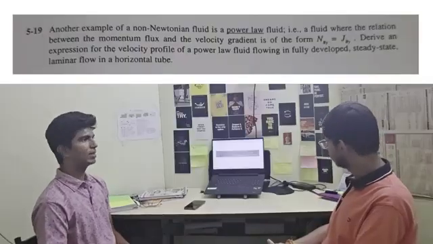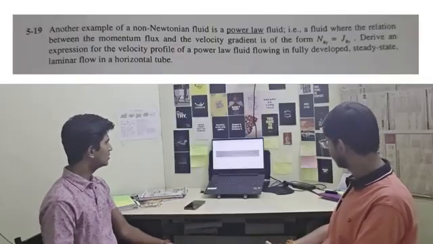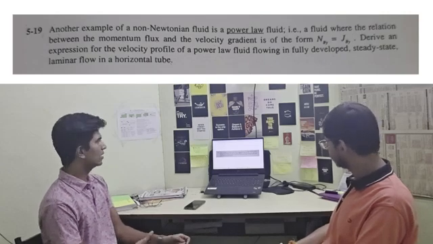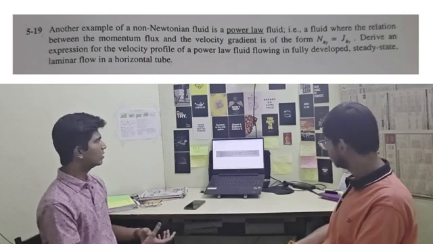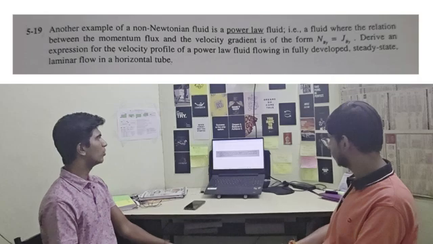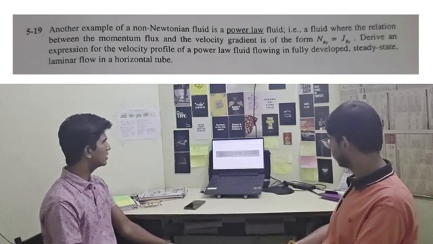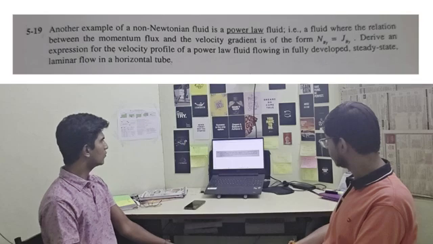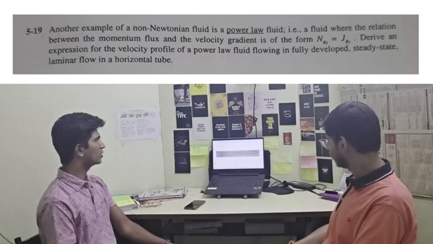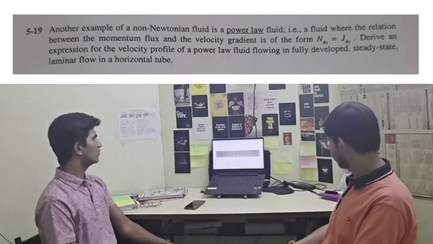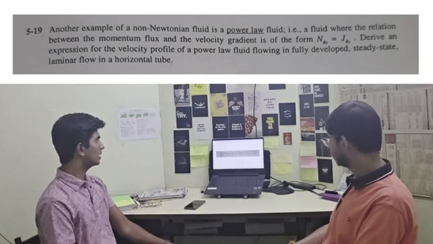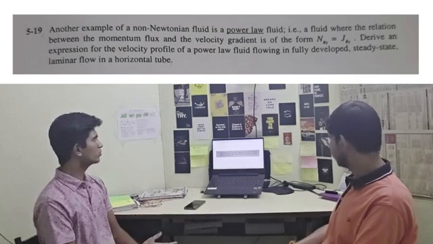So Nalin, there's another problem which says that there is a non-Newtonian fluid which is a power law fluid, right? So it means a fluid where the relation between the momentum flux and the velocity gradient is in the form of τ = J (dv/dy)^n. We have to derive a velocity profile equation for the power law fluid, which is in a fully developed steady state laminar flow in a horizontal tube. So how can we approach the solution?